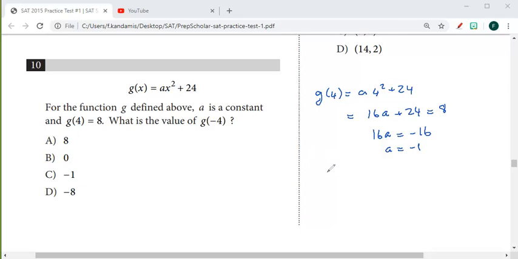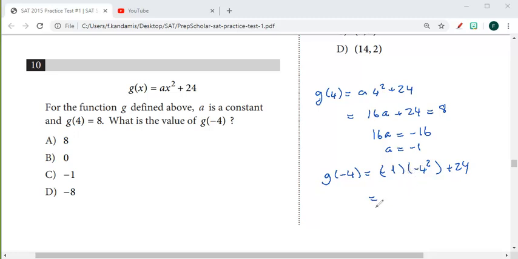So what is g of minus 4? g of minus 4 is minus 1, remember, a equals minus 1, times minus 4 squared plus 24. And do the calculation. This is a no calculator question, so you need to do this calculation by hand.